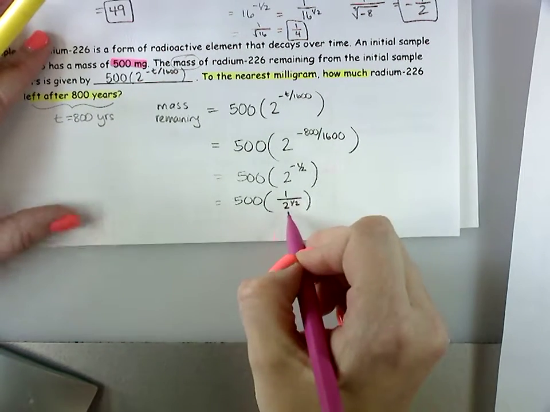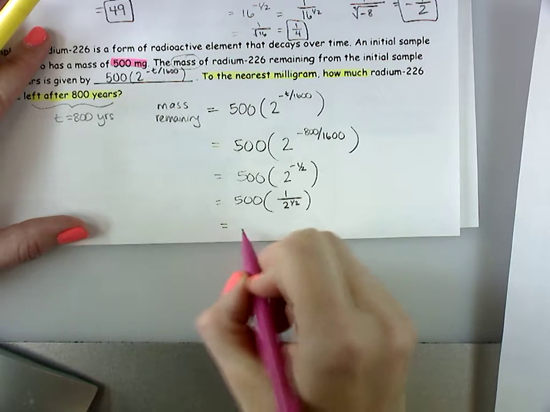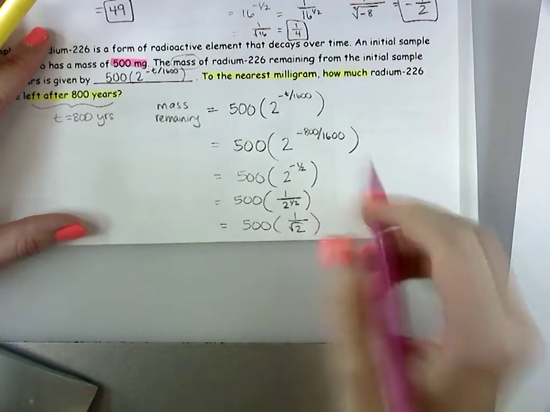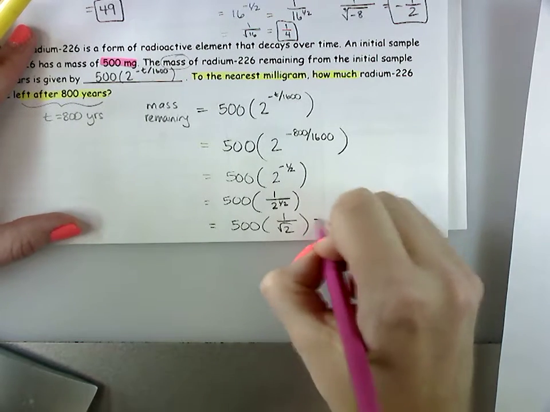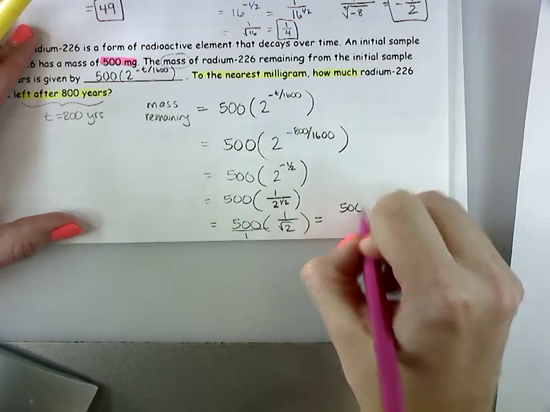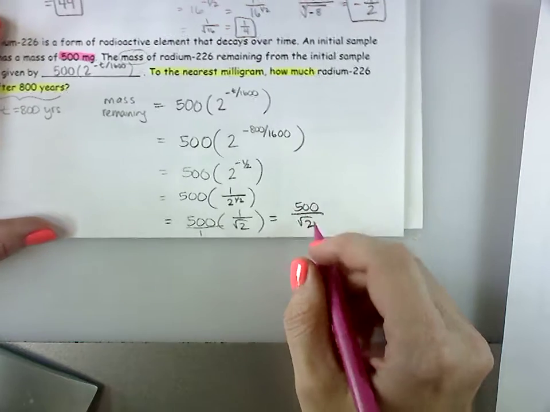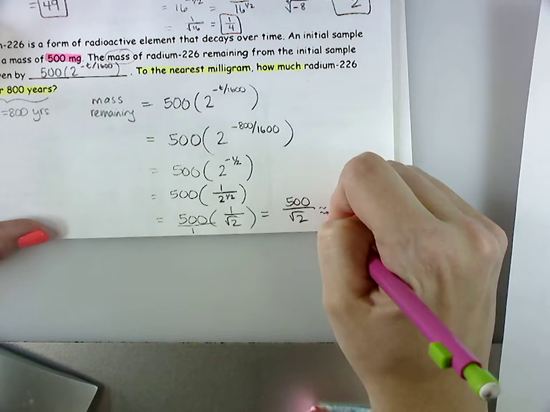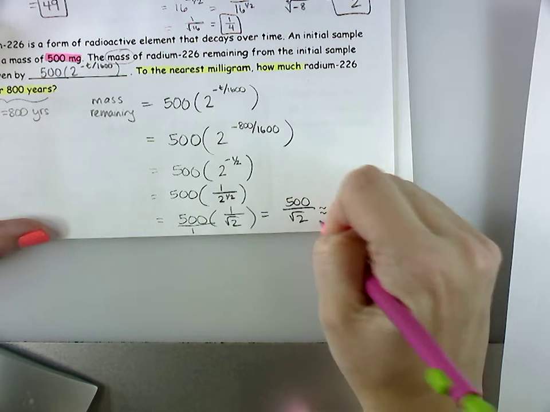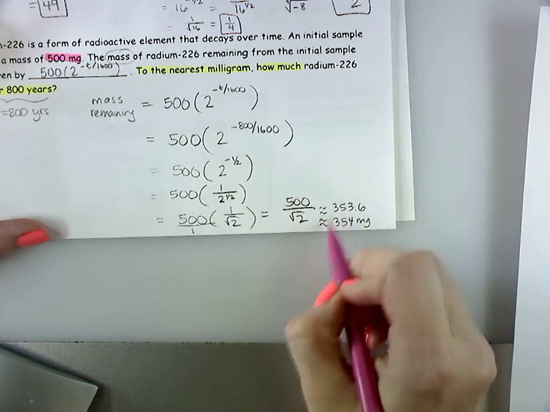So then once you have 2 to the 1/2, remember that the bottom is going to be the root. So this is just like 1 over the square root of 2. And it's nice to be able to reduce all of that right away, because now all you have to do is multiply straight across. So 500 over root 2, and that's going to be a lot easier to do on your calculator. So this is going to be 353.6. Now it says to round to the nearest milligram, so we're going to round that up to 354 milligrams.